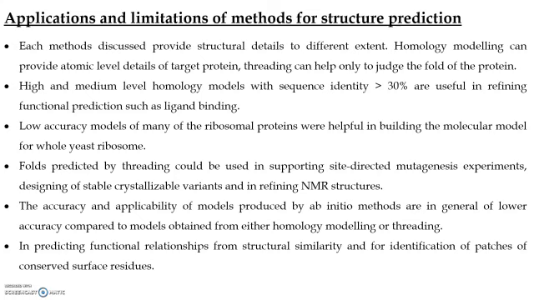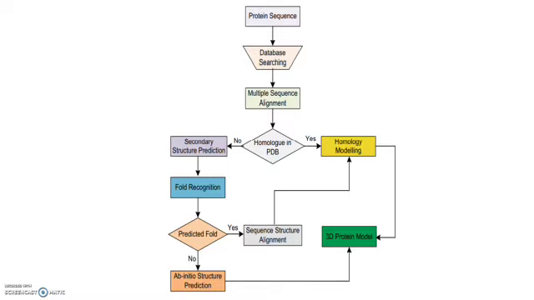The accuracy and acceptability of models produced by ab initio methods are in general of lower accuracy compared to models obtained from either homology or threading. In predicting functional relationships from structural similarity and for identification of patches of conserved surface residues, these computational methods of protein structure determination are very useful. So this is the overall computational methods for protein structure determination.